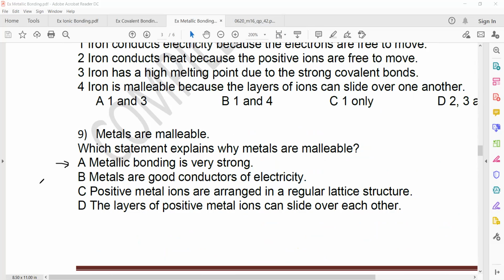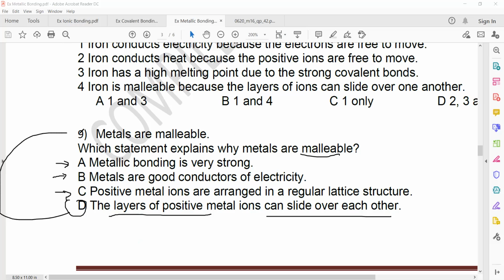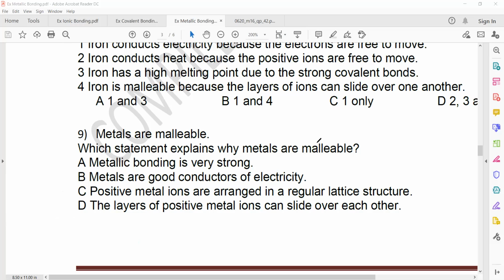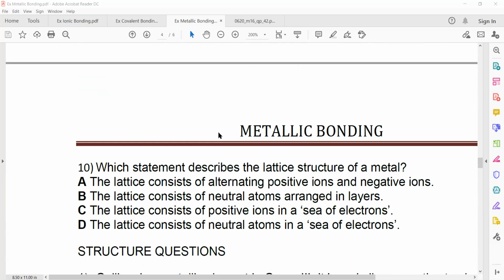Metals are good conductor of electricity. That's also correct, but this is not the reason why they are malleable. Positive metal ions are arranged in a regular lattice. That's also true, but it's not a reason for malleable. Layers of positive ions can slide over each other. This is a reason why the metals are malleable. Is it clear?